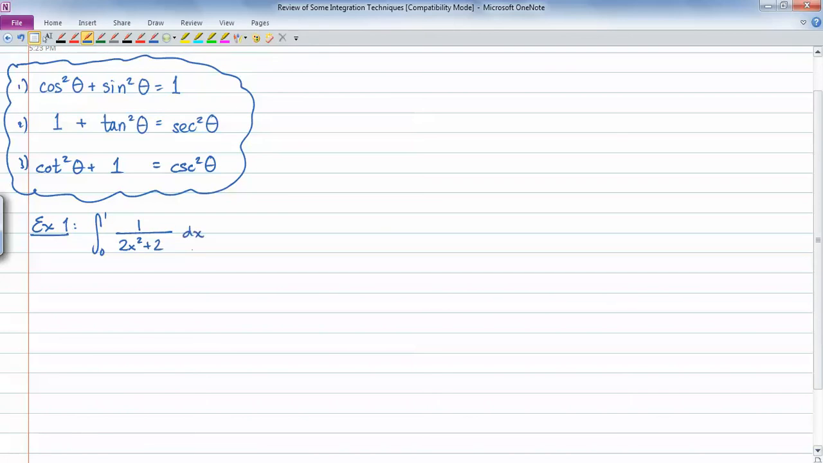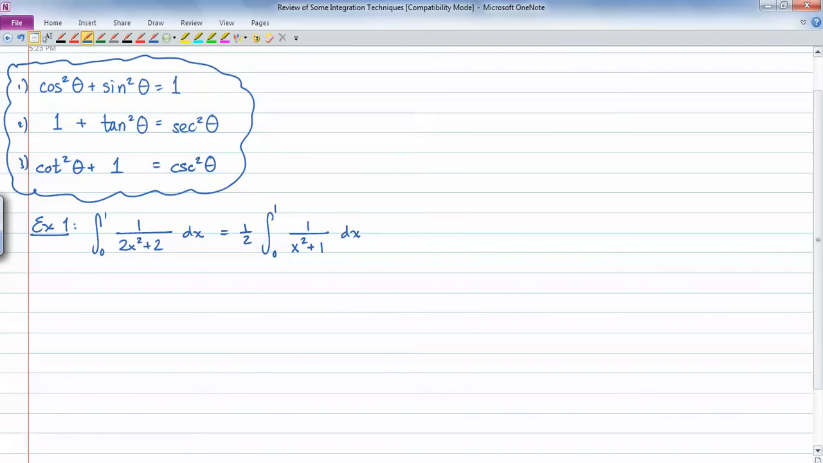Okay, so first thing, let me factor out a half. So I'll just throw that all in front of the entire integral. So 1/2 times the integral from 0 to 1 of 1 over x squared plus 1 dx.